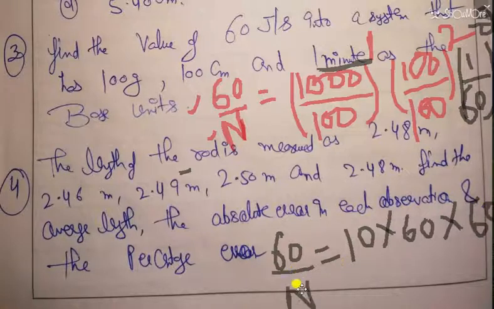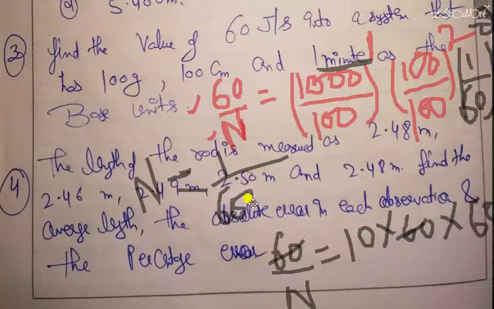So the value of n comes out to be finally, and 160 will cancel out. So the value of n is 1 by 600. We cannot write it as erg or dyne. Any value we cannot write because we don't know the system.